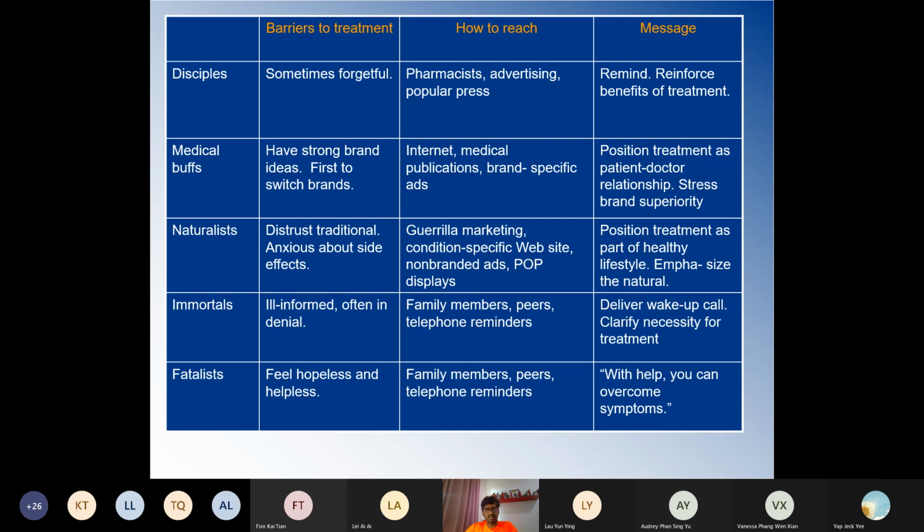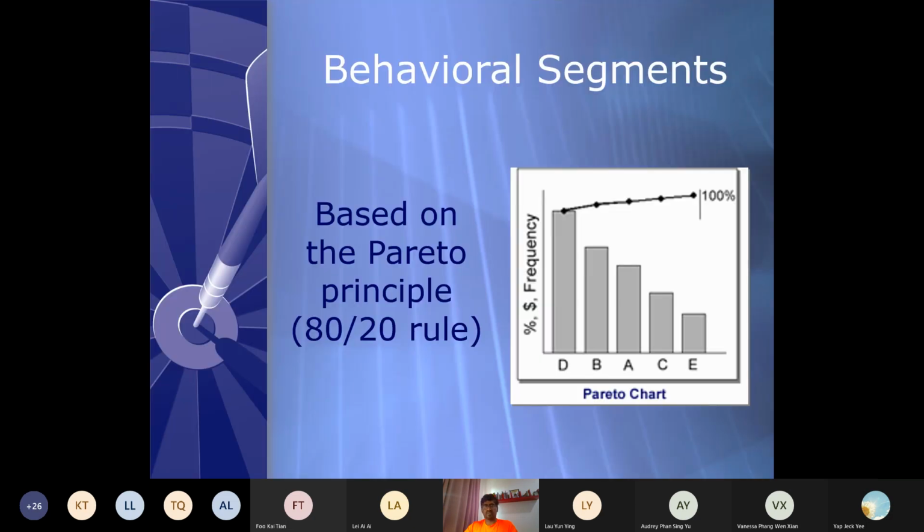And immortals, they are ill-informed, often in denial, and you can reach them through their family members, the peers, and the telephone reminders. And you need to give them backup calls and clarify the necessity for the treatment so that they will slowly be changing. And fatalists are someone who feels hopeless and helpless, and to them also you can reach them through the same ways: family members, peers, and telephone reminders. And you can motivate them by giving the message that with help you can overcome the symptoms. So you encourage them to go for the treatment and say that it will actually work out.